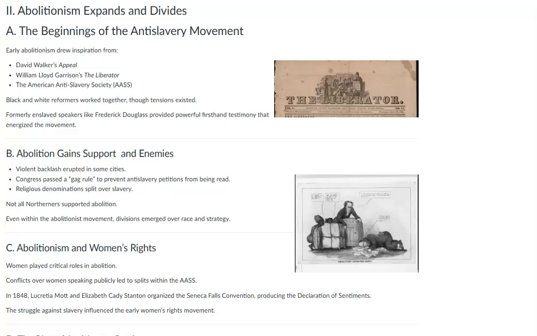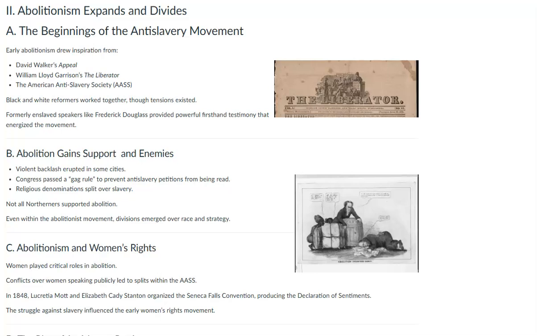Then you also have groups of people. You don't just have individuals, but you have societies that are forming. Like this one in 1833, the American Anti-Slavery Society formed. And we see Black and white reformers working together. Formerly enslaved speakers like the great Frederick Douglass provided powerful testimony about the brutality of slavery, but abolition is going to divide the nation.